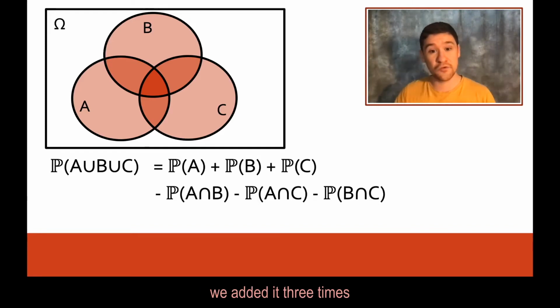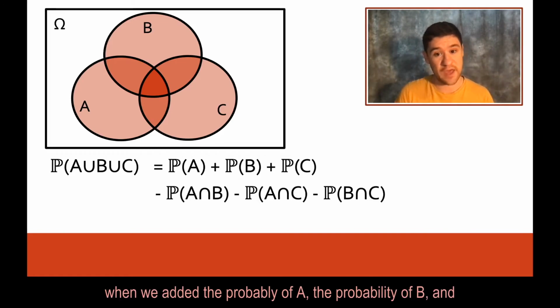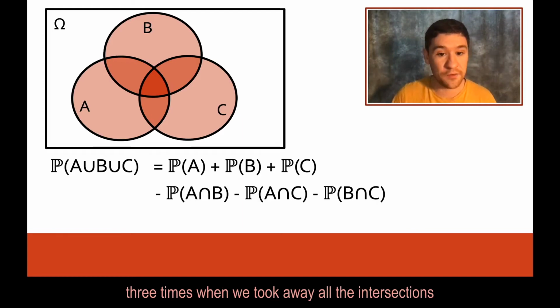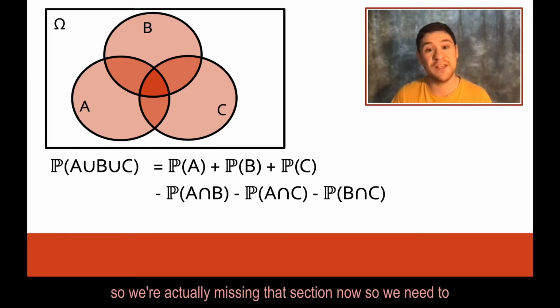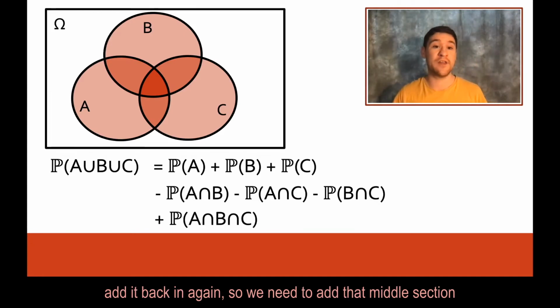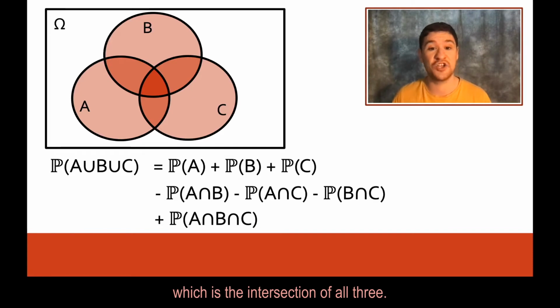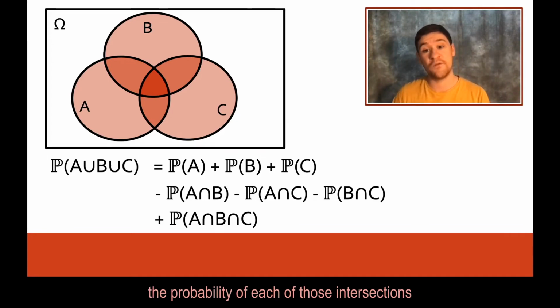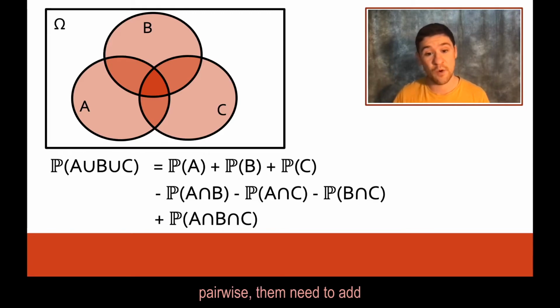we added it 3 times when we added the probability of A, probability of B and probability of C up. We took it away 3 times when we took away all the intersections. So we're actually missing that section now, so we need to add it back in again. So we need to add that middle section, which is the intersection of all 3. So when we have 3 events, we need to add up the probability of each of those events minus the probability of each of those intersections pairwise.